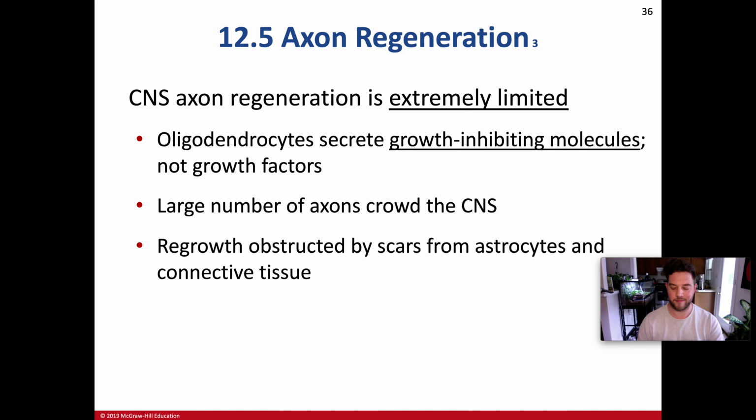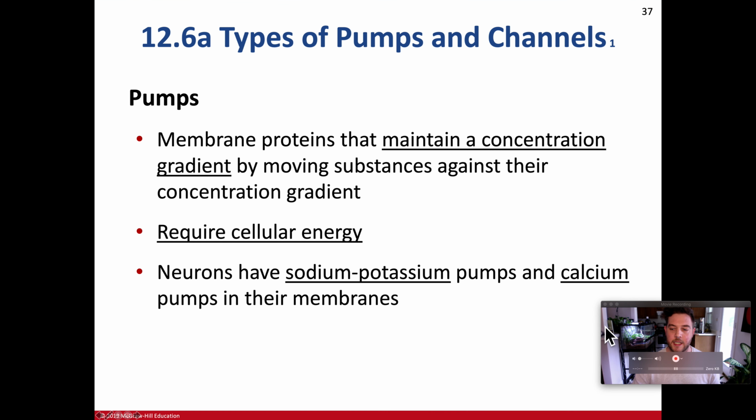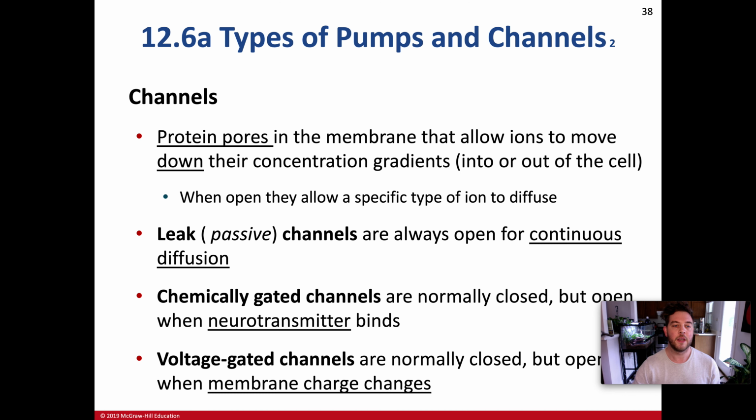Okay, so now getting into more of the axons, the types of pumps and channels that we see there. Pumps, if you remember, are membrane proteins that maintain a concentration gradient by moving substances against their concentration gradient. That requires cellular energy. If you're going to move something against its gradient, it requires ATP. Neurons have sodium-potassium pumps and calcium pumps in their membrane. Those are going to be the two primary ones that we'll see. There are channels. Channels are protein pores.